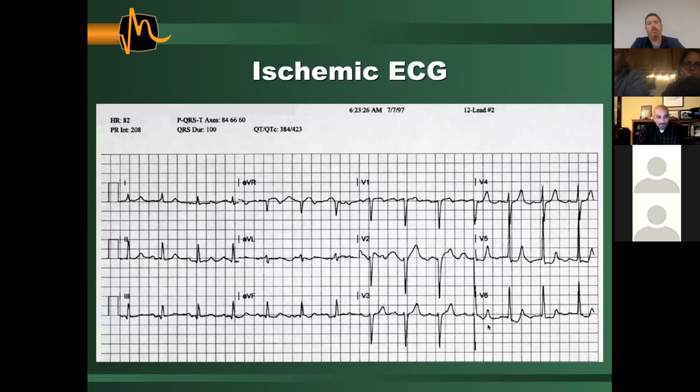Here's another ischemic looking EKG. This person, you can see these ST depressions laterally, V5 and V6. They don't have ST elevation anywhere, but this is an ischemic EKG.